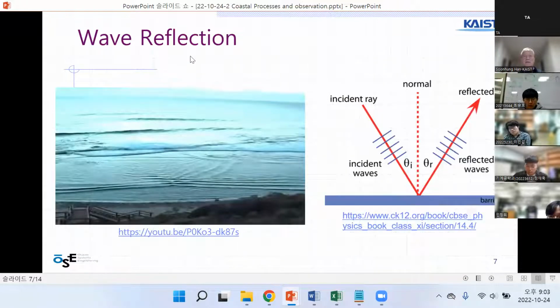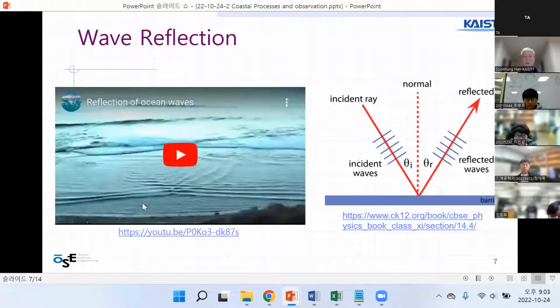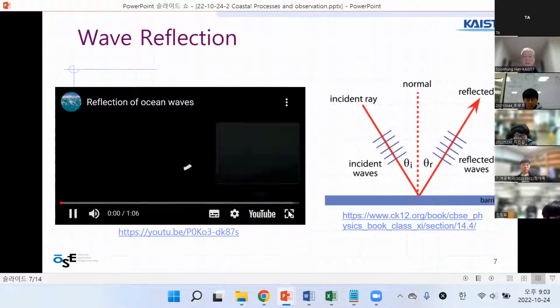Okay, and then reflection usually goes with light, but here the water wave is coming toward the, oh, there's a video. You can see the video.